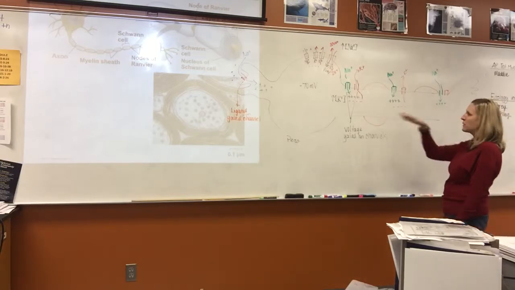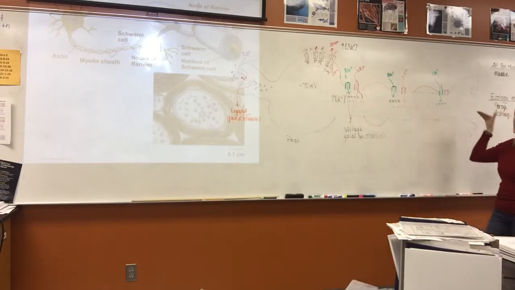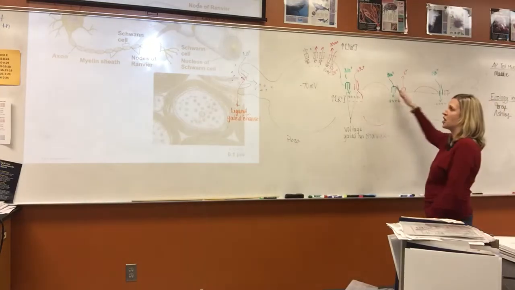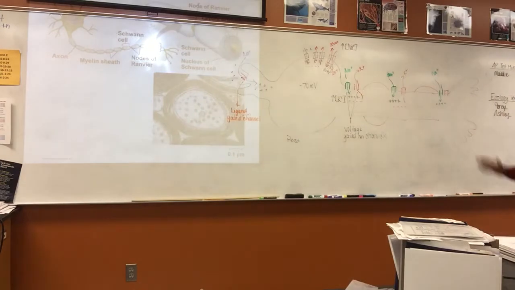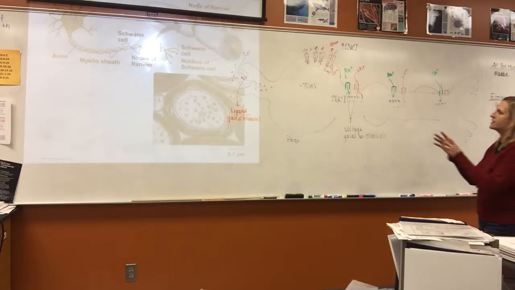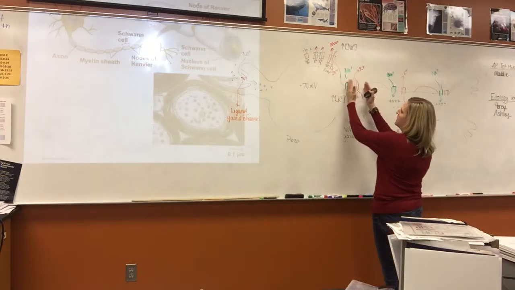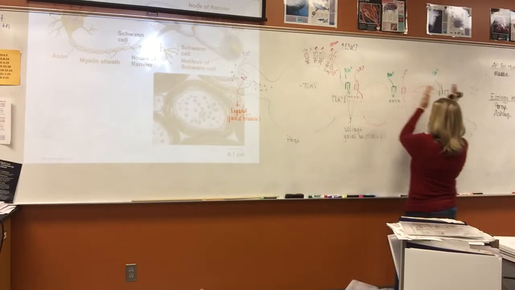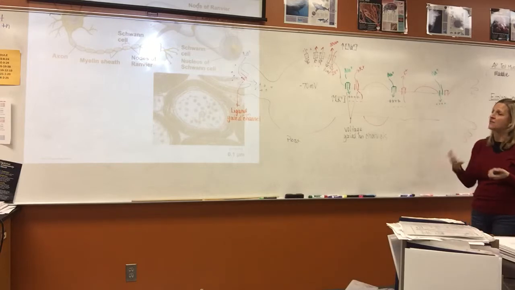And so the signal that's moving down your axon is really an electrical signal. It's a voltage, a change in charge. So it's an electrical signal that's actually moving down the axon. And so what happens is that the axon only being exposed at the nodes, what advantage does that have?